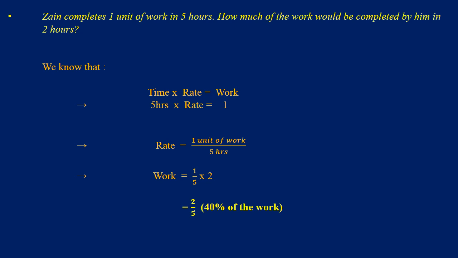We have time into rate is equal to work done. So 2 hours into 1 over 5 will give us the work done in 2 hours. It gives us 2 over 5, which implies that Zan completes 2/5 of the work in 2 hours. And we can say that Zan completes 40% of his work in 2 hours. Right?